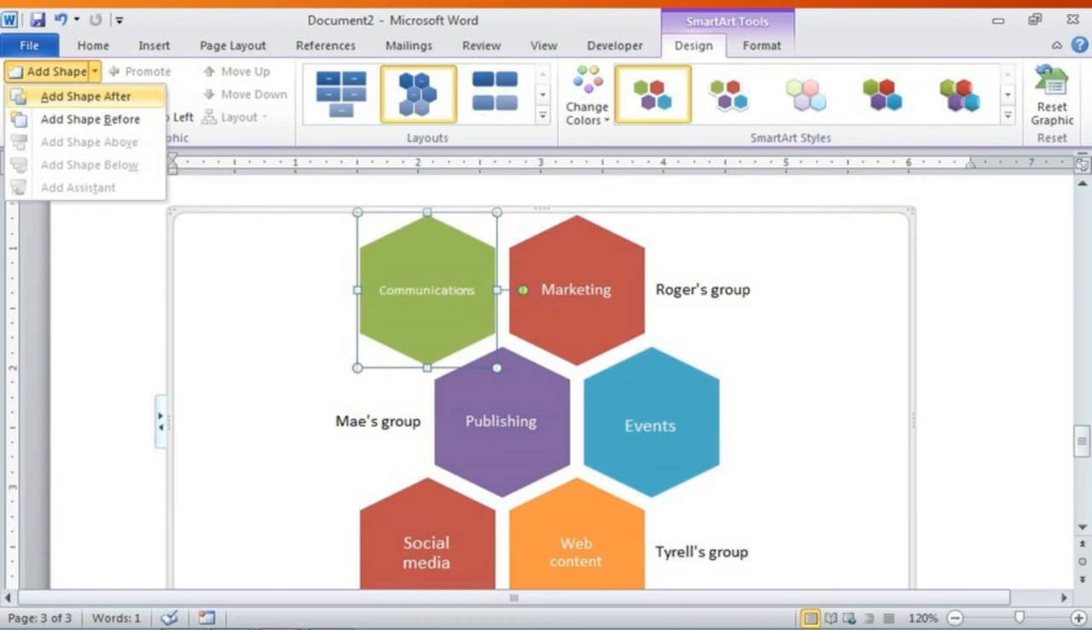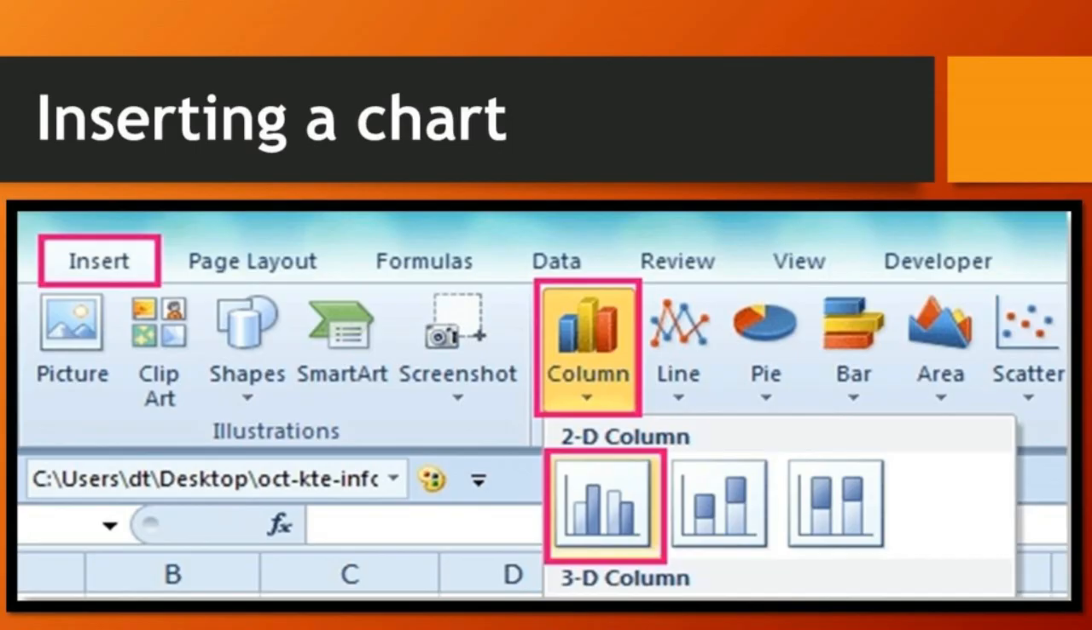Shape Outline. This button is used to choose outline color for the shapes of SmartArt. Shape Effects. This button is used to choose the different effects such as bevel, shadow, glow, etc. for SmartArt.